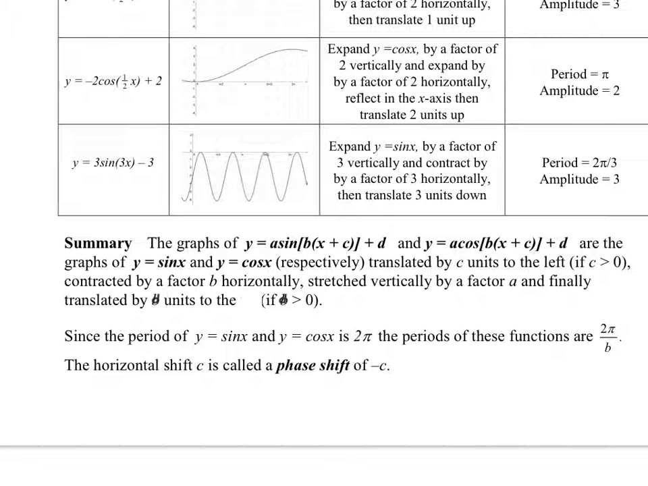Now, since the period of sine of x and cosine of x is 2 pi, if you contract things horizontally by a factor of b, the period of those functions is going to be 2 pi divided by b. So if your number b, the b that's in here or in here, is, for example, 5, then the period would be 2 pi divided by 5.